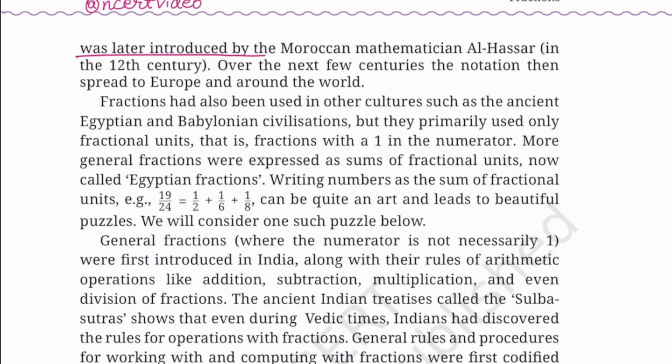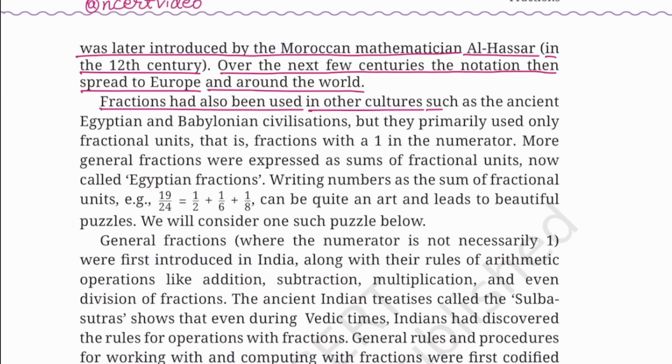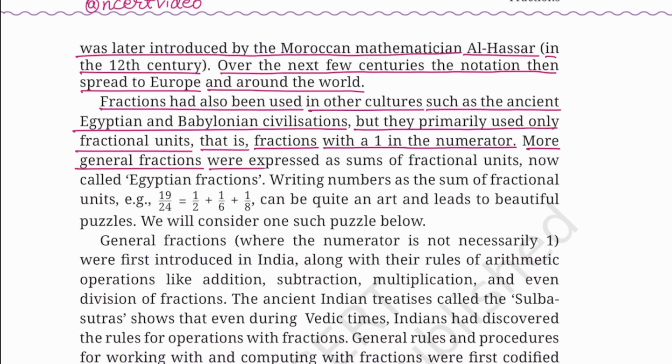The line segment between the numerator and denominator in half and in the other fractions was later introduced by Moroccan mathematician Al-Hassar in the 12th century. Over the next few centuries, the notation then spread to Europe and around the world. Fractions had also been used in other cultures such as the ancient Egyptian and Babylonian civilizations, but they primarily used only fractional units, that is, fractions with a 1 in the numerator. More general fractions were expressed as sum of the fractional units, now called Egyptian fractions.